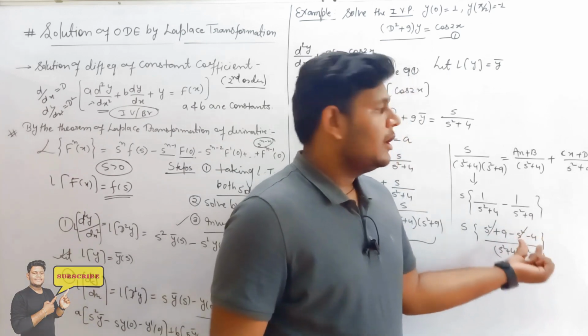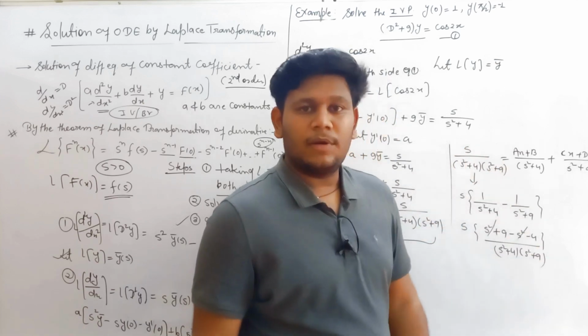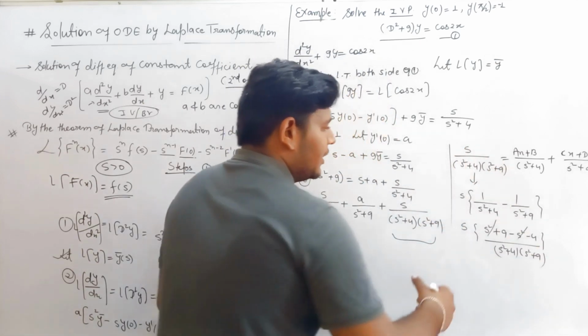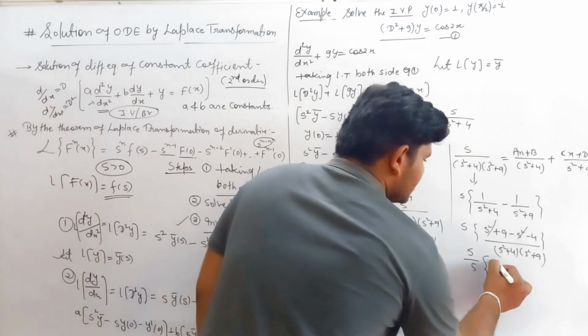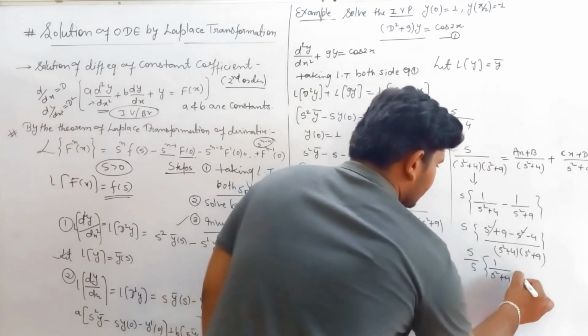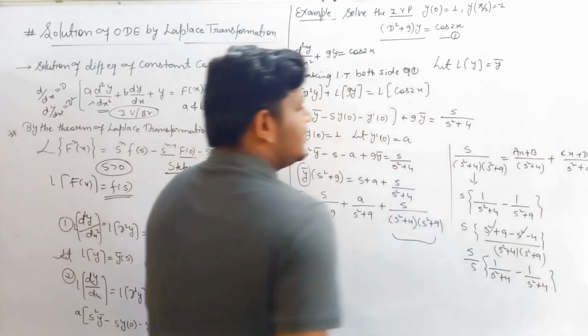9 minus 4 is 5. But we have 1 here. We just want 1 only in the numerator. So basically to create 1 here, divide by 5 here. So it is nothing but 1 upon s square plus 4 minus 1 upon s square plus 9. You can calculate this thing here.